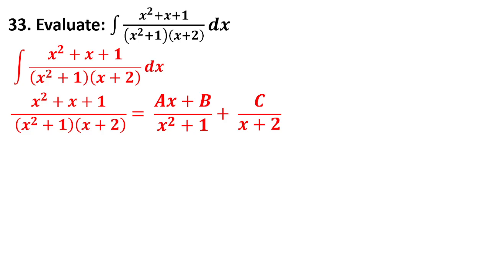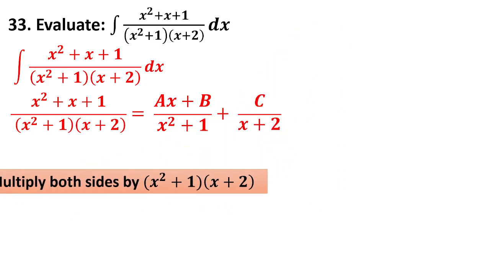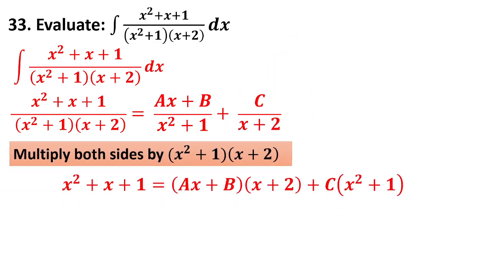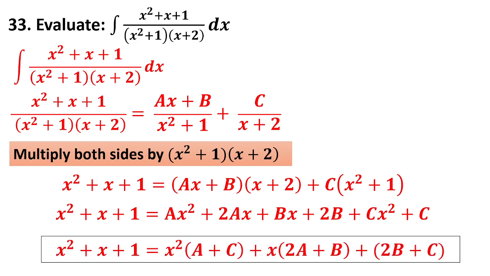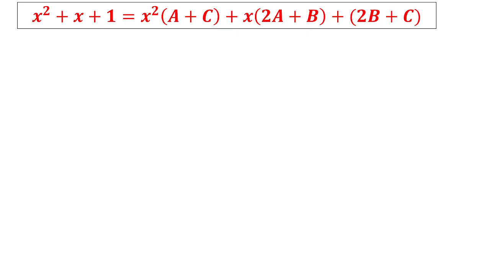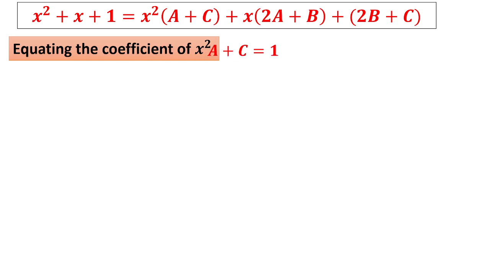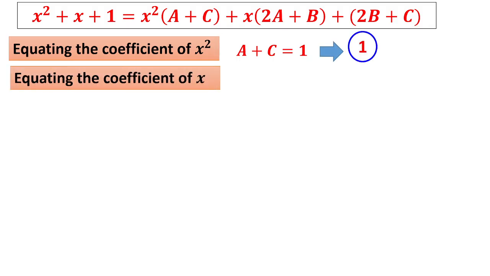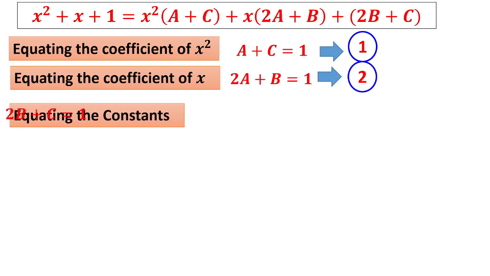Now your job is to get the values of a, b, c. Now you cross multiply them. The better method is to collect the x square terms, x terms and constant terms, and keep them ready. You will get 3 equations, and solving them will be very easy. Then you put one equation in the other, subtract them, and you will get the values. Now when I equate the coefficient of x square on both sides, I get 1 is equal to a plus c. When I equate the coefficient of x on both sides, I get 2a plus b is equal to 1. When I equate the constants on both sides, I get 2b plus c is equal to 1.